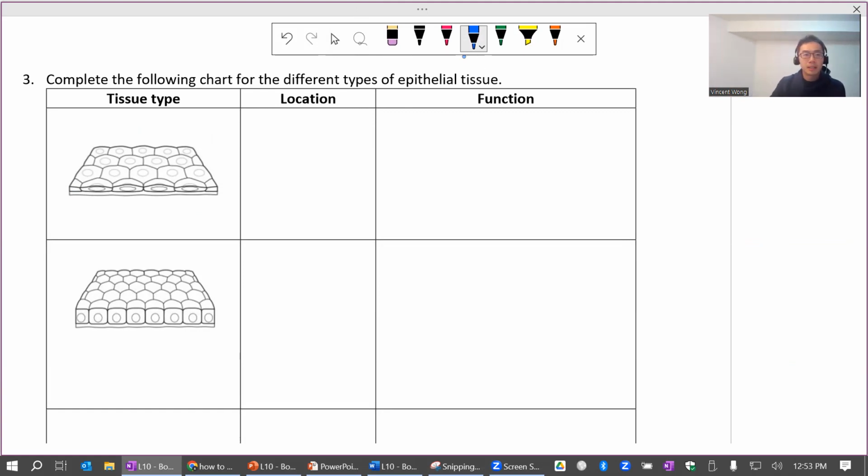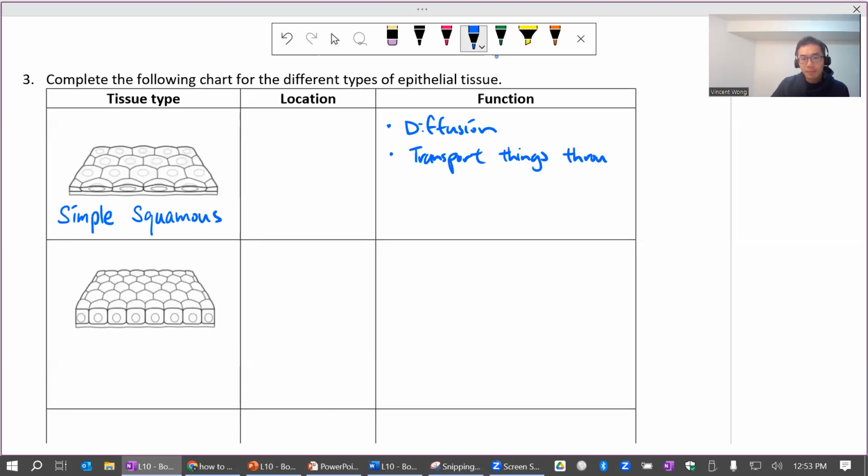What is the name of this one? That's the simple squamous. That is right. This is simple because it's one layer and they are sunny side up. So that's squamous. Very thin, terrible for protection, but excellent for diffusion, right? Transport things through them, right? Smooth surface.